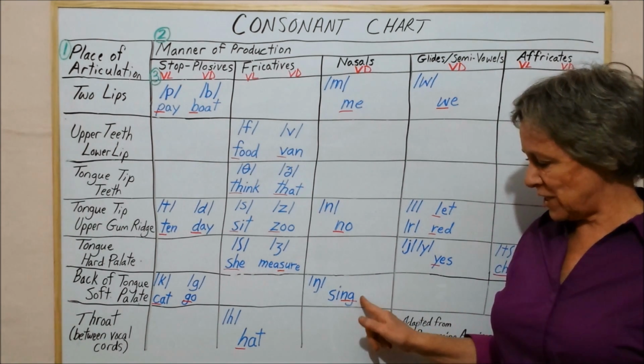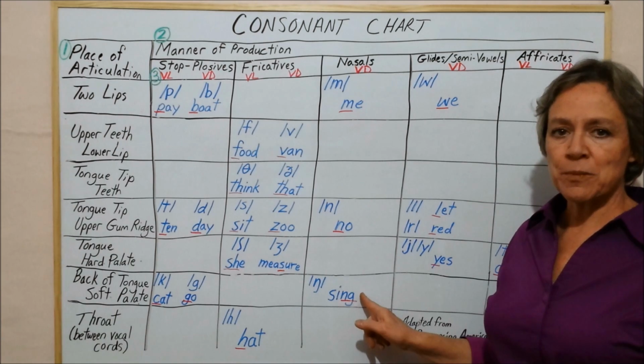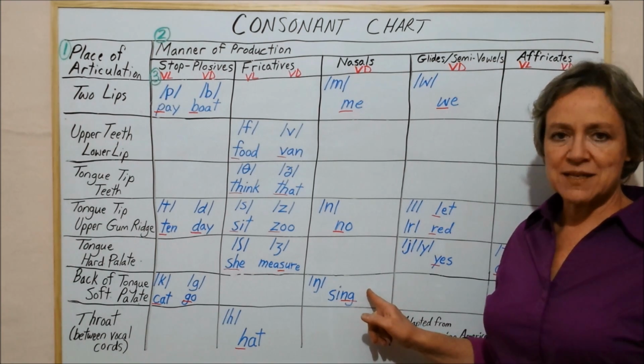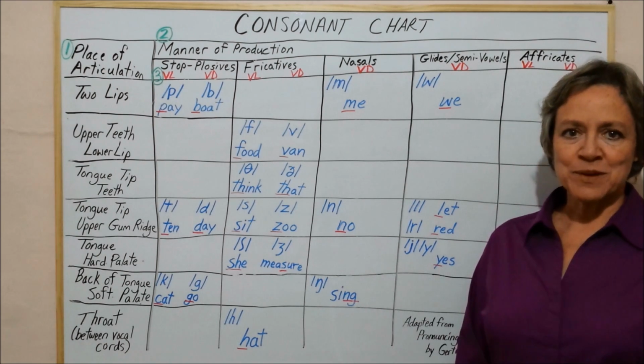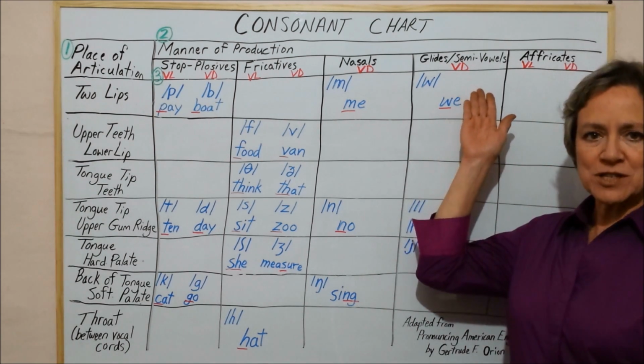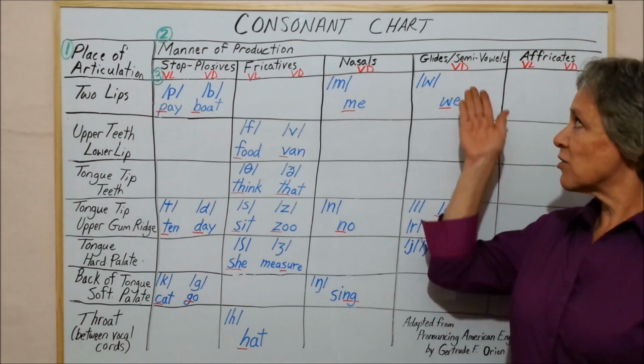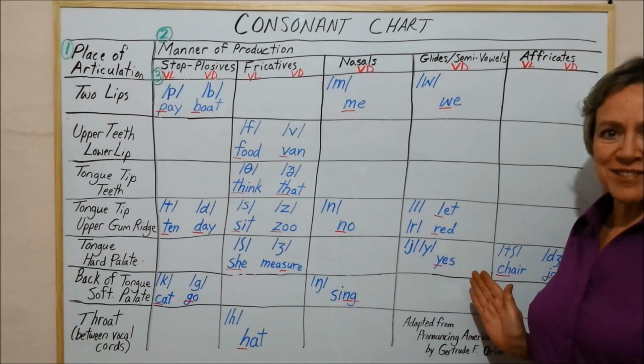We don't have a hard G. This isn't G at the end. It's ng, sing, okay? The next column is the glides or semivowels. These are all voiced sounds.